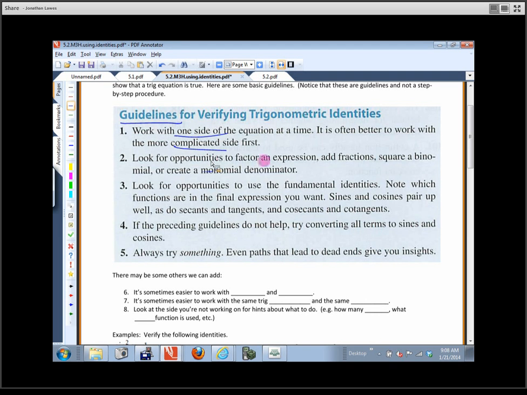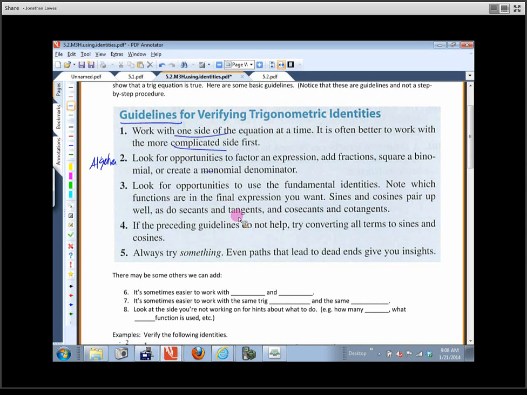Look for opportunities to factor an expression, add fractions, square a binomial, create a monomial denominator, stuff like that. This is a bunch of algebra, and then using some of those basic trig identities that we were talking about before. Look for opportunities to use those fundamental identities. So change things into sines and cosines. Like they said right here, sines and cosines pair up well, as do secants and tangents.